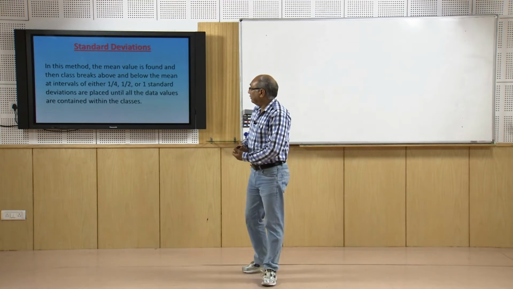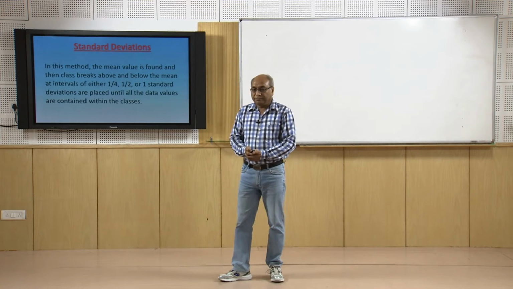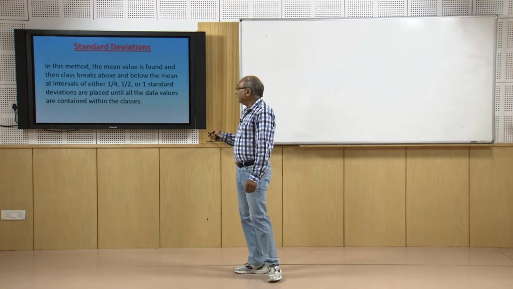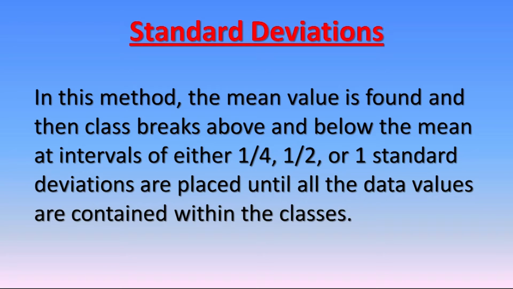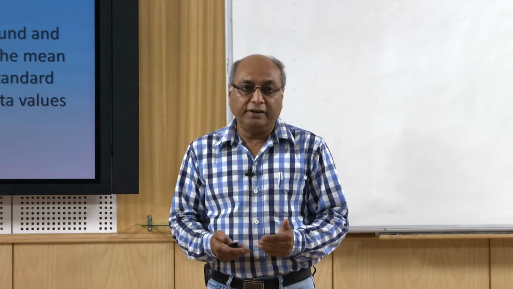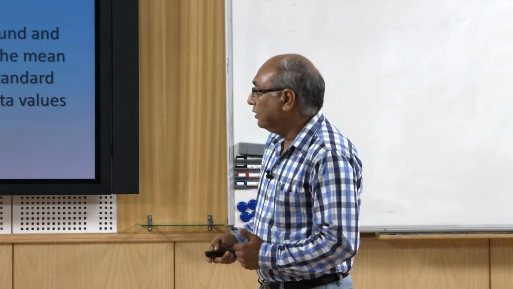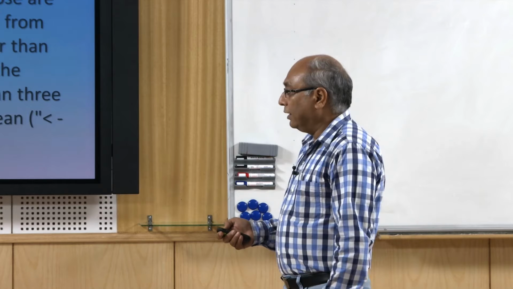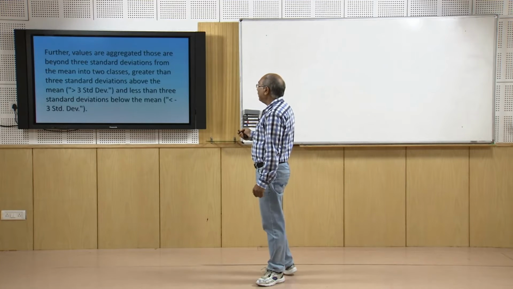Now this fifth one is standard deviation. In this method the mean value is found and then class breaks above and below the mean at the interval of either 1/4, half or 1 standard deviation are placed until all the data values are contained within the classes. This is a standard understanding in the case of standard deviation. So that is also employed, and further values are aggregated.